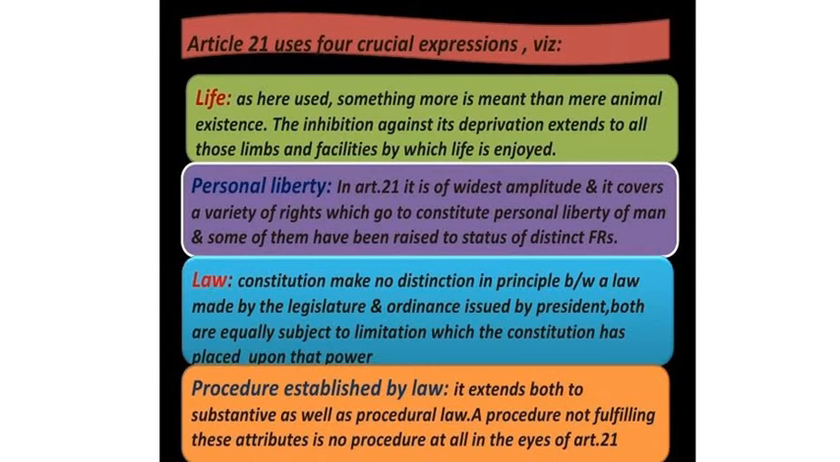Article 21 deals with the use of four crucial expressions, the first being life. As used here, something more is meant than mere animal existence. The inhibition against its deprivation extends to all those limbs and faculties by which life is enjoyed. Personal liberty in Article 21 has the widest amplitude and it covers a variety of rights which go to constitute the personal liberty of man, and some of them have been raised to the status of distinct fundamental rights, and then the law and the procedure established by law. That is given in Article 21.